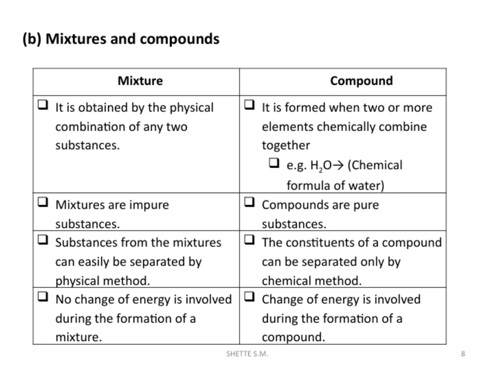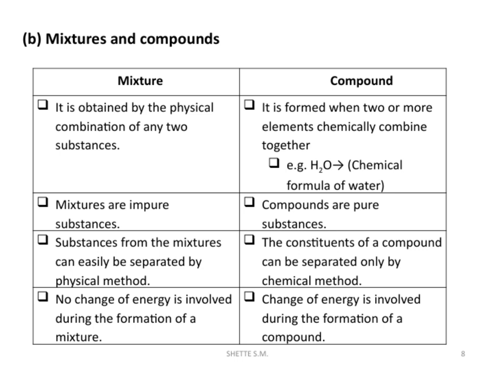Now, on the other hand, a compound is formed when two or more elements chemically combine. Water is a perfect example. Its chemical formula is H2O, which shows that hydrogen and oxygen have bonded chemically. Compounds are pure substances because they consist of only one kind of chemical entity.